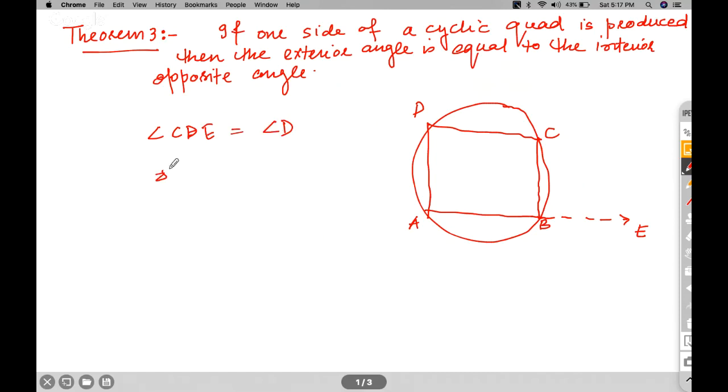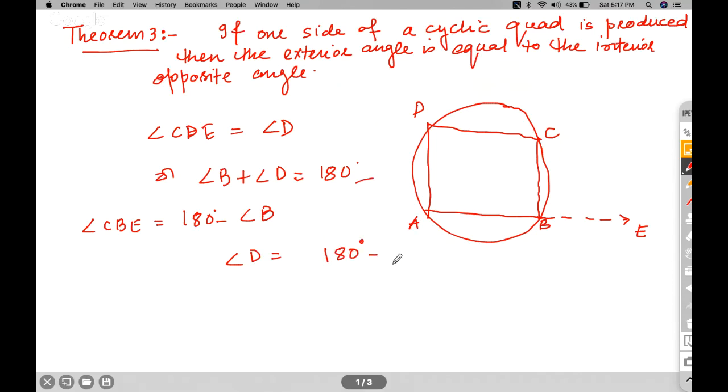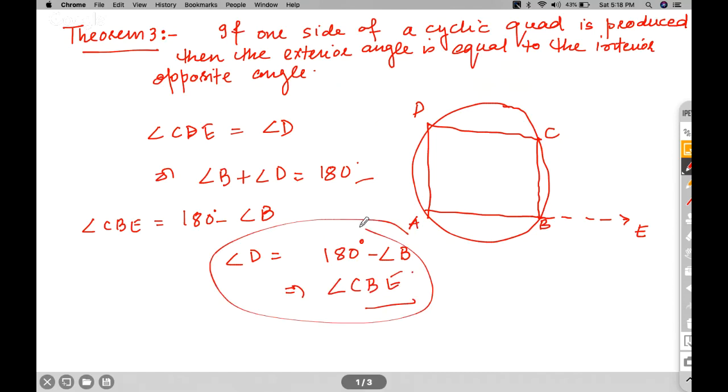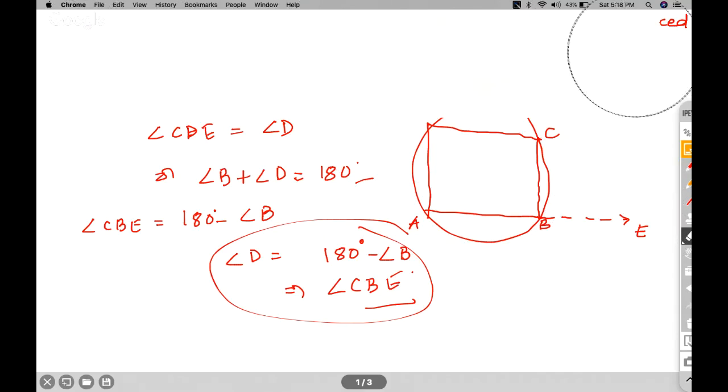angle D. So I can write that angle B plus angle D is equal to 180 degrees, and angle CBE is equal to 180 degrees minus angle B. So angle D would be equal to 180 degrees minus angle B from here. So this will be equal to angle CBE. That is what you have to write over here. So this is how it has to be proven. These are the three theorems which are required for cyclic quadrilateral.